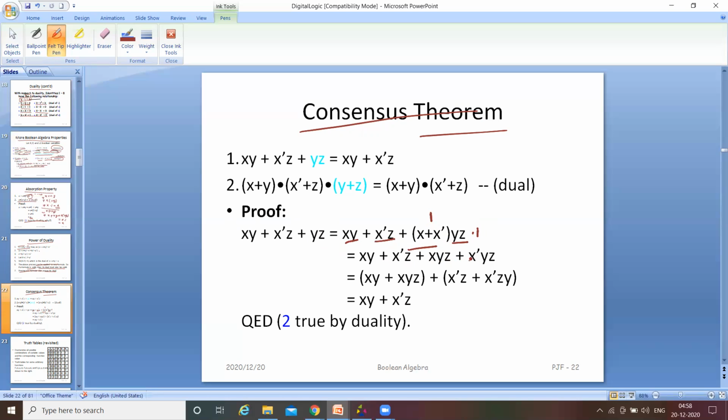Here xyz plus x bar yz. xy and xyz, xy is common, so this is xy times (1 plus z). If we take xy common here, xy times (1 plus z) plus here x bar z common, times (1 plus y). 1 plus z will become 1, 1 plus y will become 1. So therefore the answer is xy plus x bar z. Question on duality.